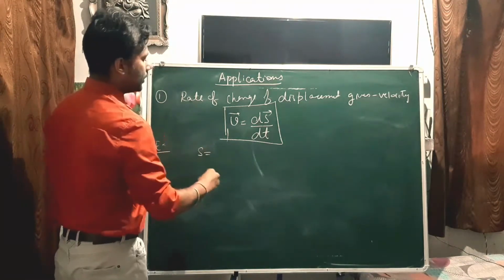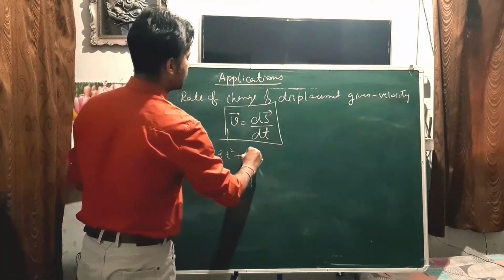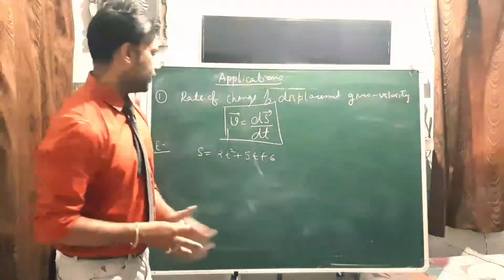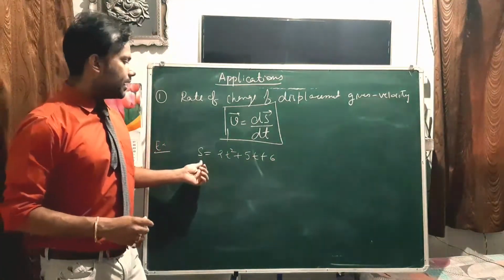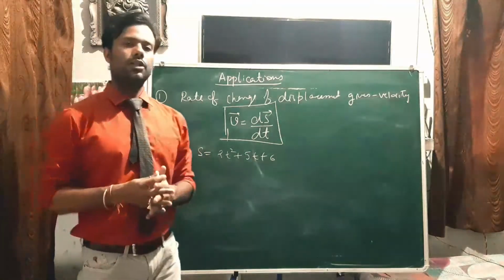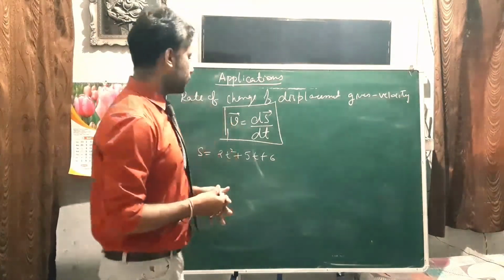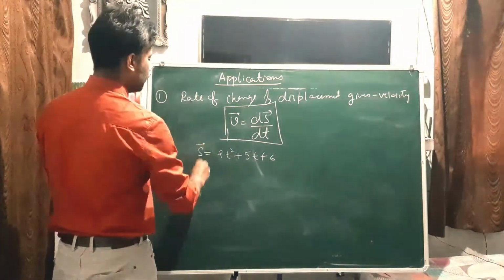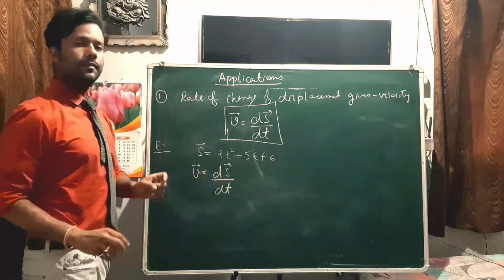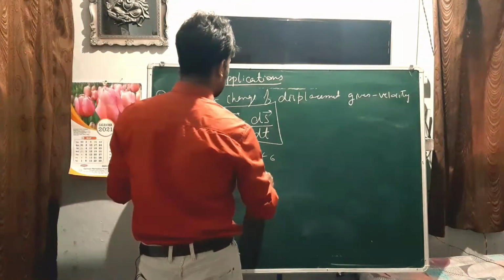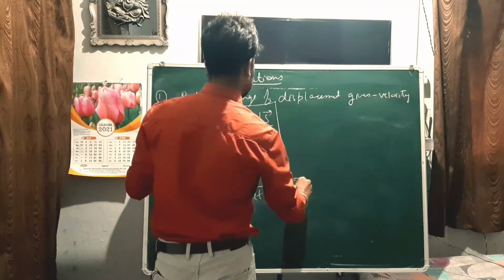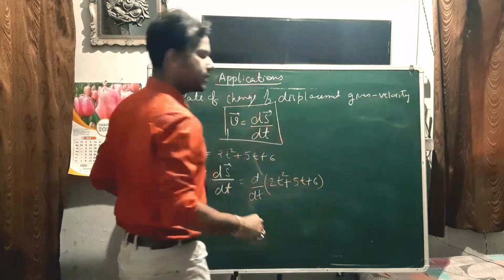Let the displacement of any body be 2t square plus 5t plus 6. This is the displacement of the body, and you can see that it depends upon time, because if we change the value of time t here, the value of displacement s will change. So we have to find the velocity. What will the velocity be? It will be ds upon dt, right? So d by dt of 2t square plus 5t plus 6.